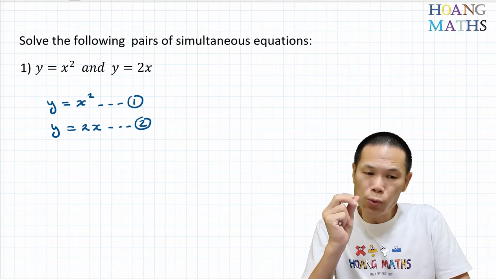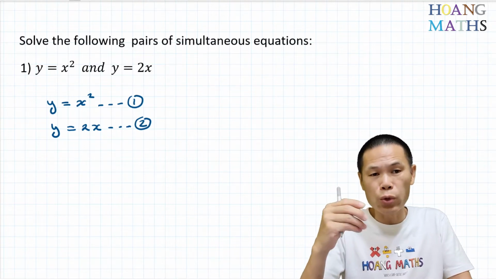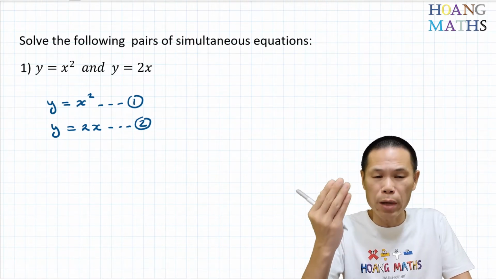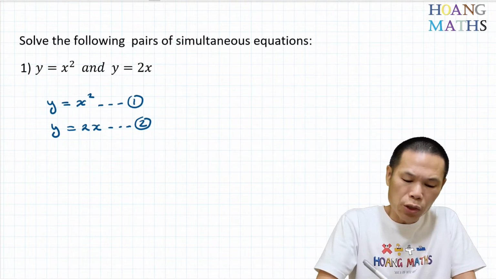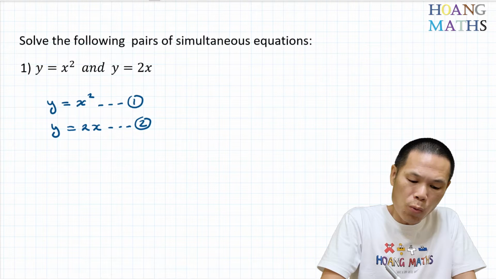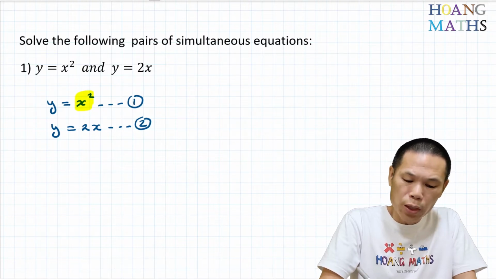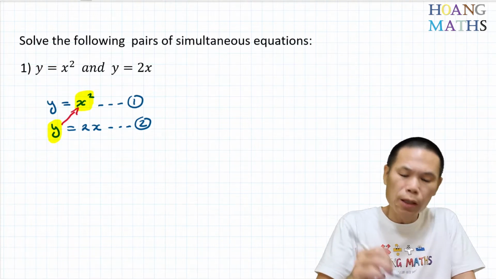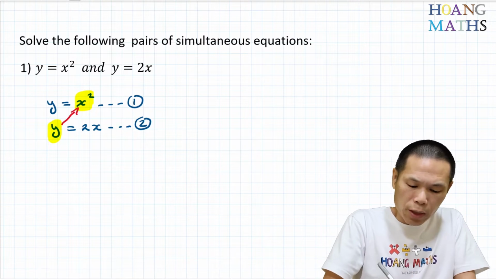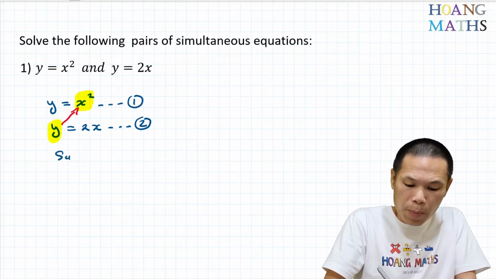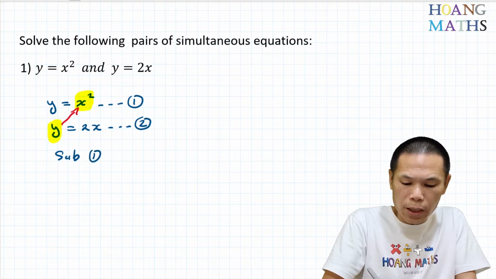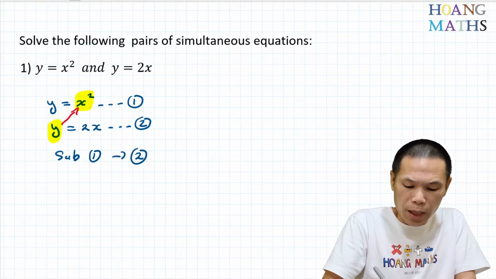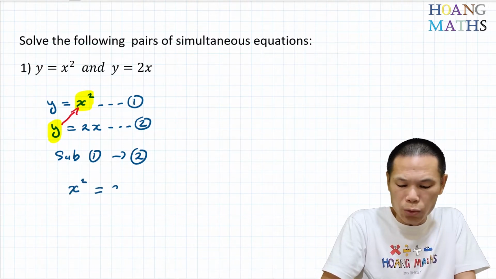So now what we can do is substitute equation number 2 into equation number 1, or we can substitute equation number 1 into equation number 2. It doesn't matter which one you substitute in. So let me just substitute equation number 1, y is equal to x squared, into equation number 2. So y now becomes x squared. So let me just write this down. Substitute equation number 1 into equation number 2. So now the y here becomes x squared. So x squared is equal to 2x.